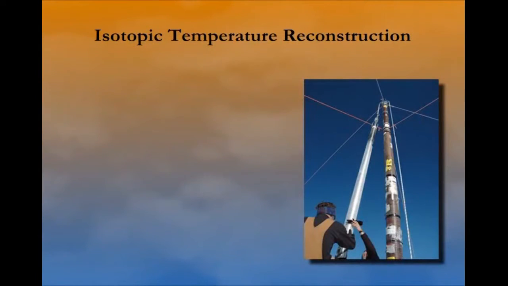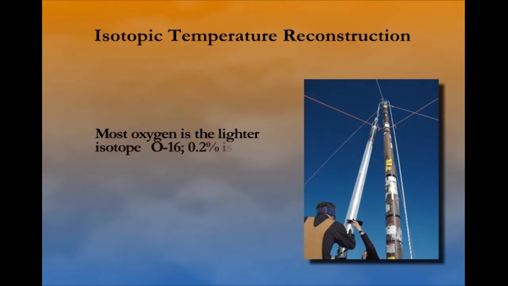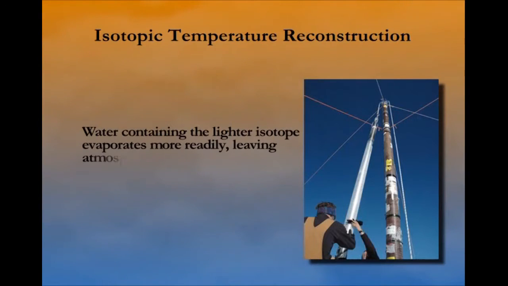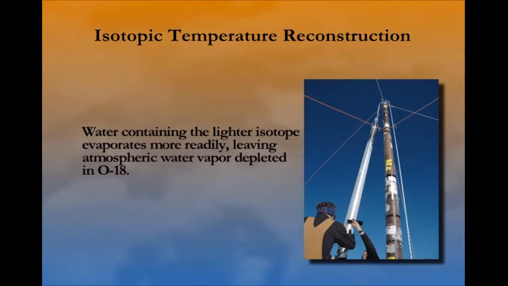Well, most oxygen, again, is oxygen-16, the lighter isotope. 8 protons, 8 neutrons. But a little bit of it, about 0.2%, is the heavier oxygen-18. Again, 8 protons, because it's still oxygen, but in this case 10 neutrons to give it a total of 18 nucleons in its nucleus. These things are basically similar chemically, but again, they're different physically, and the oxygen-18 is heavier.